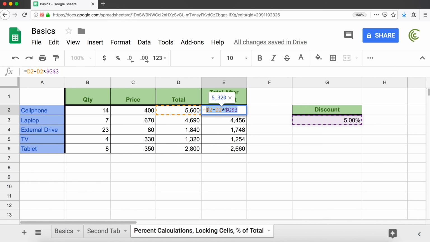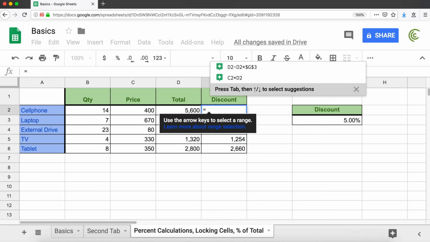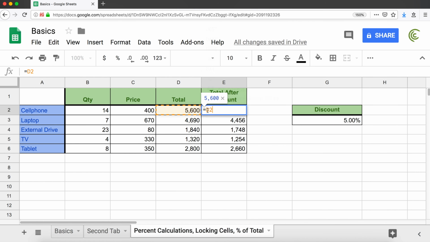Another way to write this formula is this. I'm going to take my D2, which is my 5,600, and I'm going to multiply that by, and I'm going to open and close parentheses. And in my parentheses, I'm going to do 1 minus this percentage, which is G3. So the idea is, let's just multiply this 5,600 by 95%. So if this is 5%, that's the discount. We have to pay 95% of the total price, right? After 5% discount.